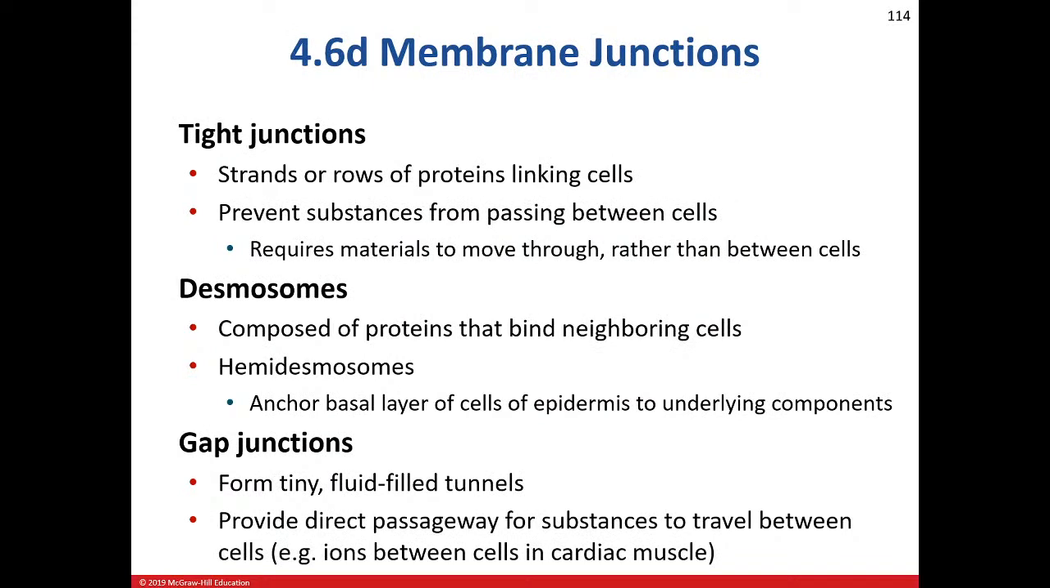All right, so now we're talking about junctions between cells. You have tight junctions, where you have strands or rows of proteins that link the cells, and they prevent substances from passing between the cells. It requires materials to move through rather than between the cells. So you have two cells next to each other, and you want substances to enter the cell in order to move through. And the substance is like, well, it'd just be easier to go between you guys, and you don't want that for some reason. So you put a bunch of proteins between the two cells that hold them together tightly and prevent that from happening.